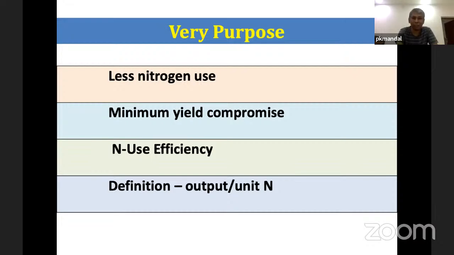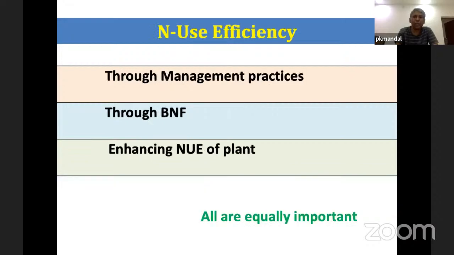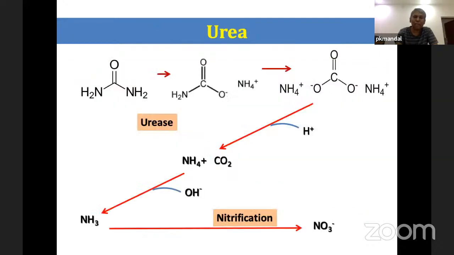Now, if we are talking about the nitrogen use efficiency, before coming to the biotechnology, there are some management aspects also. Since we are talking about agriculture and nitrogen, I'll just touch on that. And then there are two other methods. One is biological nitrogen fixation, and the other is enhancing the nitrogen use efficiency of the plant. So these are the three aspects of it. So management, how do we do it?